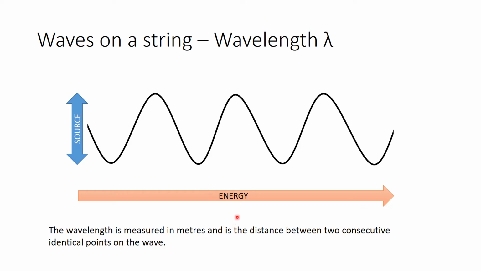So our wavelength is the distance between two consecutive identical points on the wave. So you can see here, we can either measure it from two peaks, two troughs, or two identical points, remembering that the wave must be travelling in the same direction at those points. And it's measured in meters.